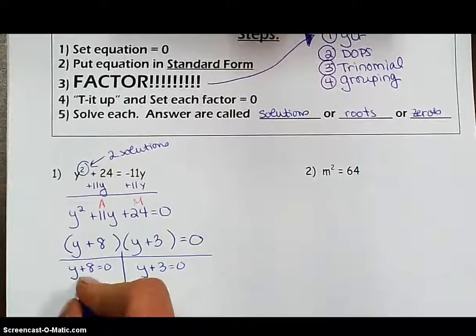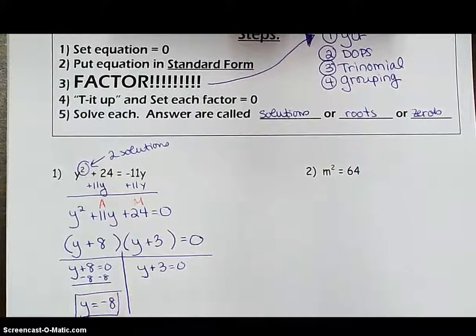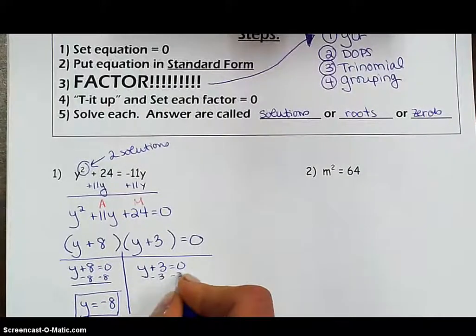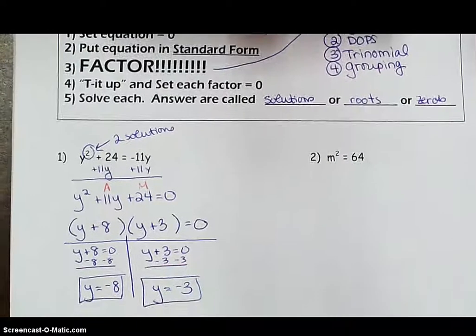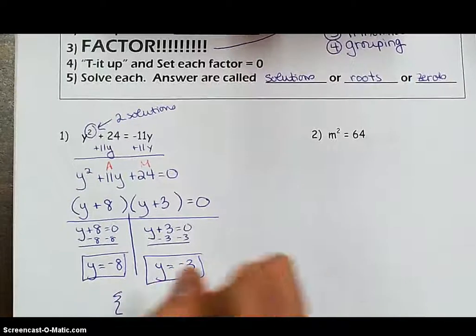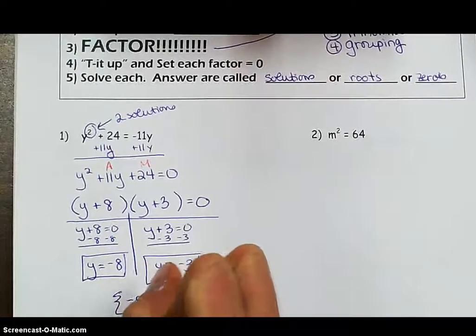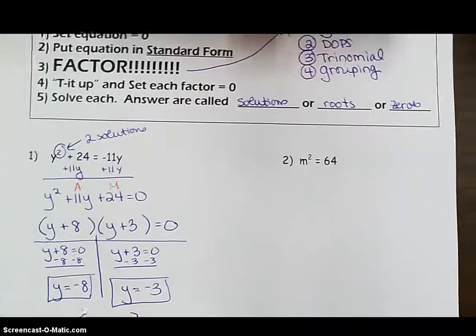So here to solve for y, we have to subtract the 8, and we get y equals negative 8. So there's your first solution. Over here, we subtract 3, and we get y equals negative 3, and that is our second answer. So we have our 2 solutions. You can leave them just like that, or if you want to put them in set notation, the solution is the set of numbers negative 8, negative 3. Okay, let's take a look at number 2.